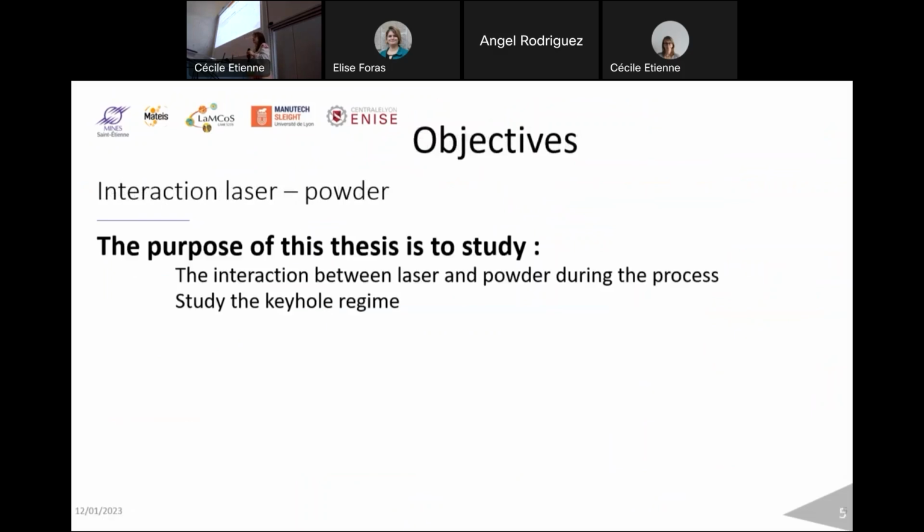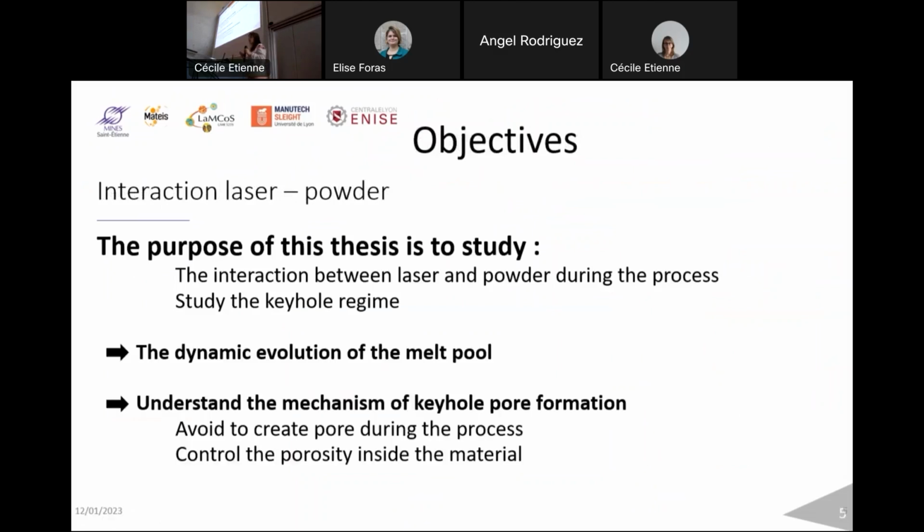Now, my thesis project is to study the interaction between laser, matter and powder bed, especially during the keyhole regime, to understand the dynamic evolution of the melt pool, because in the keyhole regime you go deeper in the material. Of course, if you go deeper, you have big instability and you can create keyhole pores. The aim is to understand pore formation in order to avoid creating pores during the process, or on the contrary, to control the porosity inside the material.